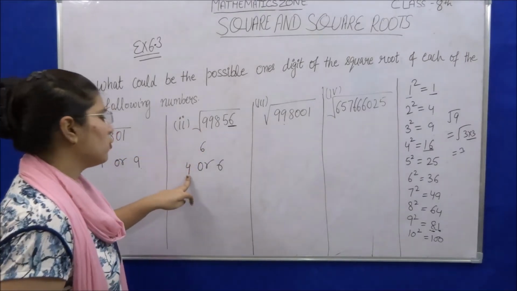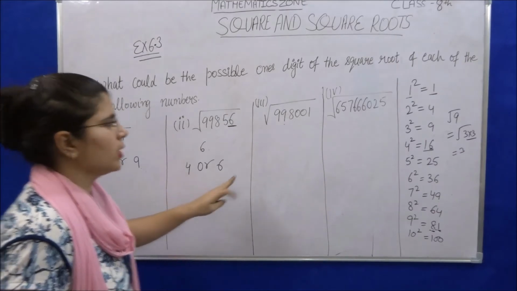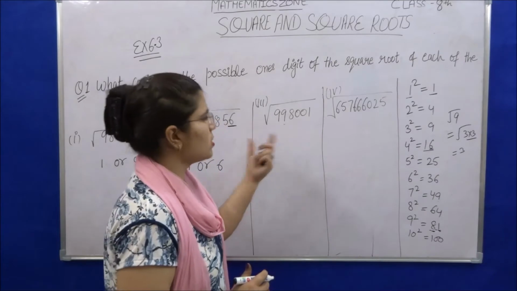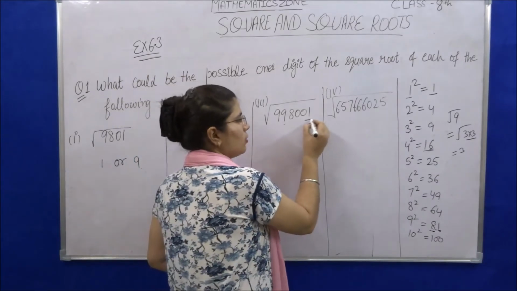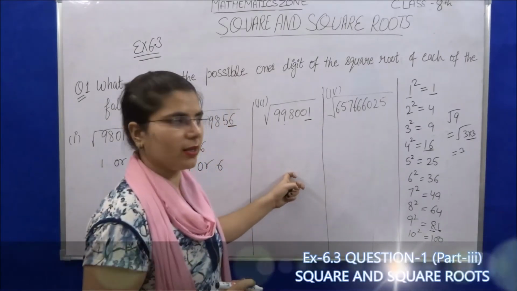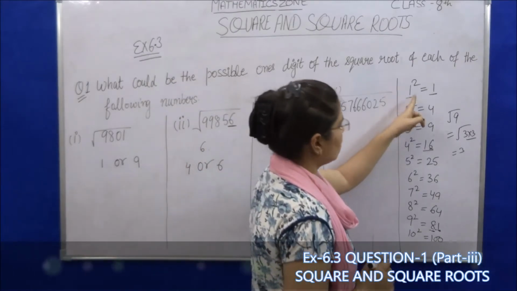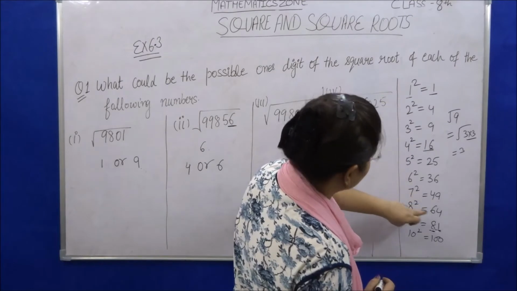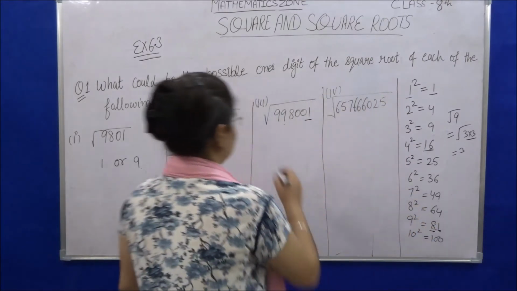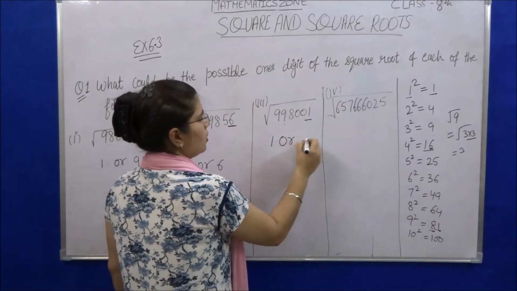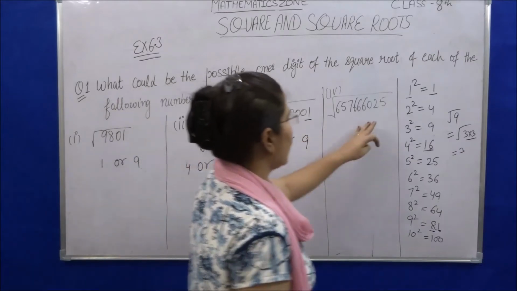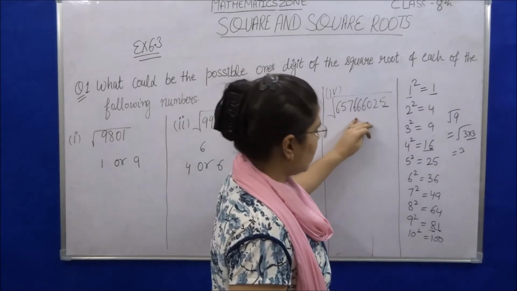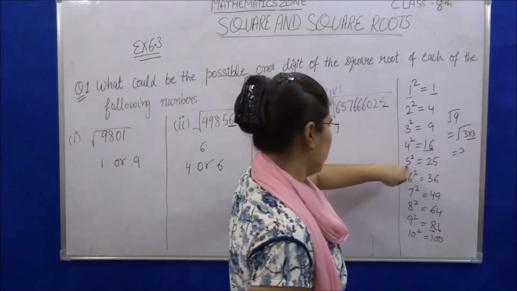Now next, if you want to find the square root of this number, as at its unit place the digit is 1, again its square root has a unit digit of either 1 or 9. Next has a unit digit 5, so its square root will end in 5 only.